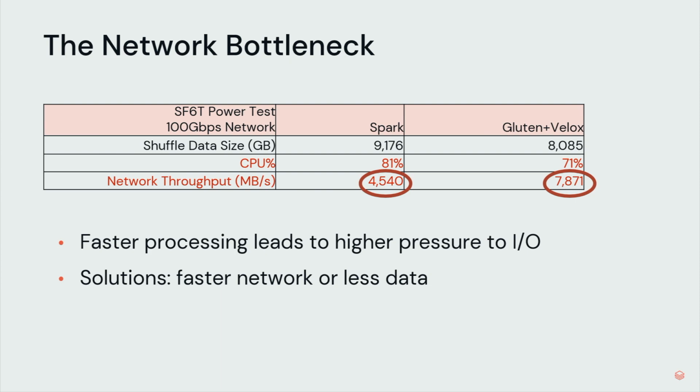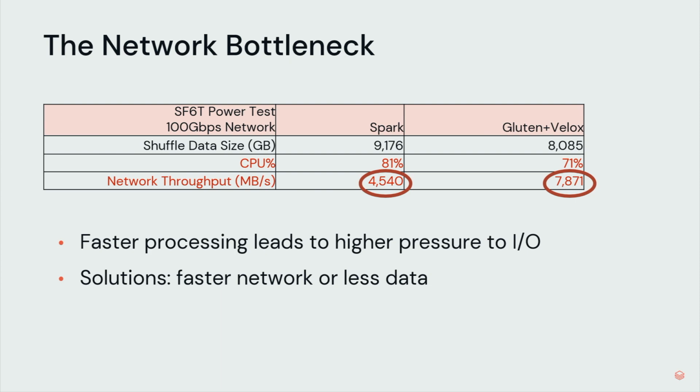But if we look at the network throughput here, the vanilla Spark is 4 gigabytes per second, and the Gluten increased to 7 gigabytes. It's because the native implementation processes the data faster, so it puts more pressure on the network. And if the network is a bottleneck, then the CPU utilization will drop from 81 to 71, a 10% drop.